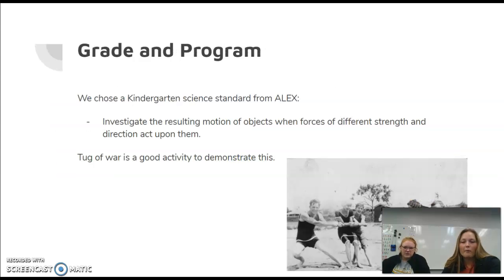We chose a kindergarten science standard from the Alabama Learning Exchange website. We're investigating the resulting motion of objects when forces of different strengths and direction act upon them. So basically the push and pull of objects. And we showed students that tug of war is a good activity to demonstrate this particular standard.